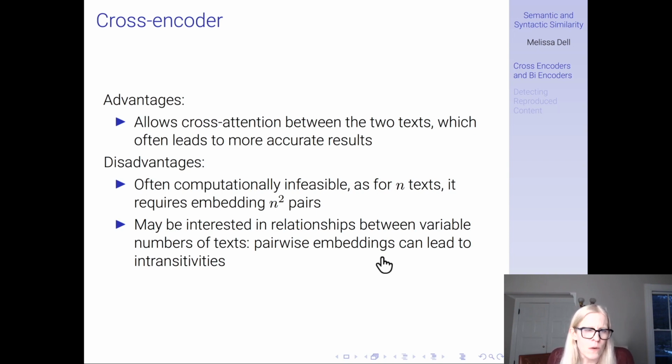Another potential problem is that we may be interested in relationships between variable numbers of texts. And so we could just compute pairwise comparisons. But suppose that by doing that, we pass A and B through the encoder and we get A is the same as B. And then we pass text B and C through the encoder and we get text B is the same as text C. But then when we pass A and C through the encoder, we get that text A is different than text C, right? We have an intransitivity and you're going to have to deal with that somehow. So when you're interested in groups of things that are larger than two, but you're making all pairwise comparisons within the group, you can get these intransitivities that indicate some kind of problem, and you're going to have to post-process them out, which just seems pretty inelegant.